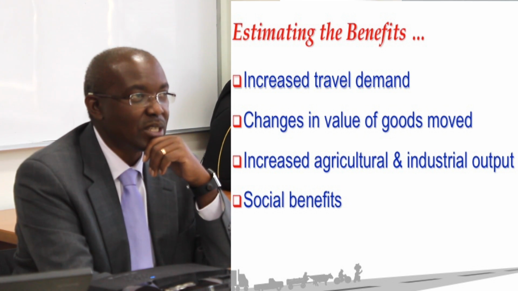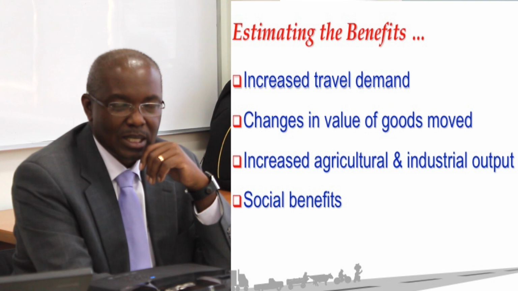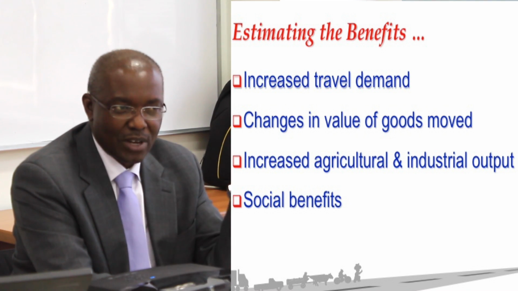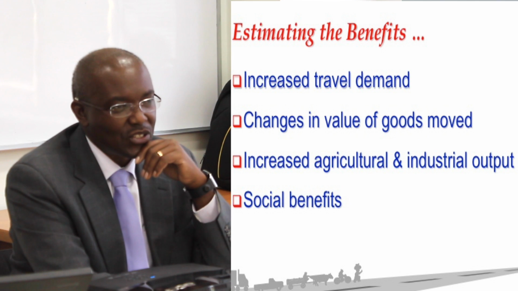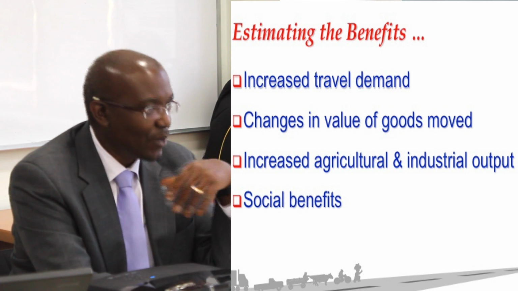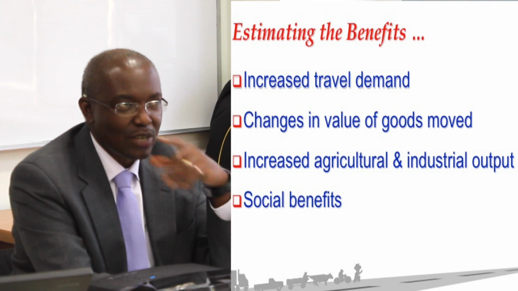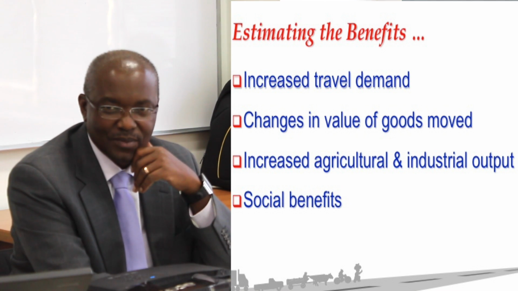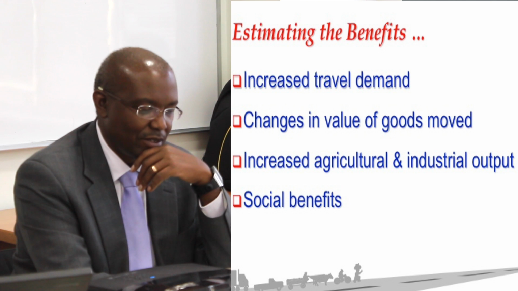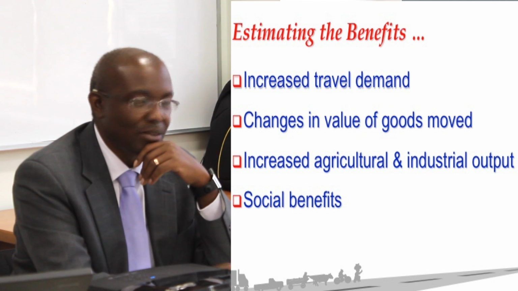You have increased agricultural output. Typical example, the farmers or the industries along the road are now able to reach markets at a greater distance, and therefore they're able to produce more. Okay? Those are some of the derived benefits and other social benefits as well.